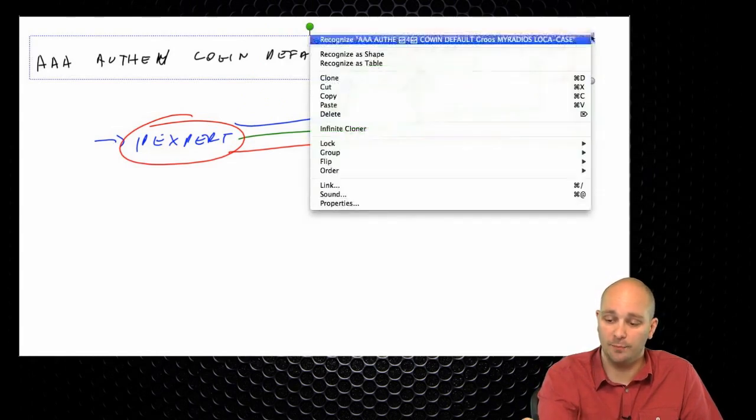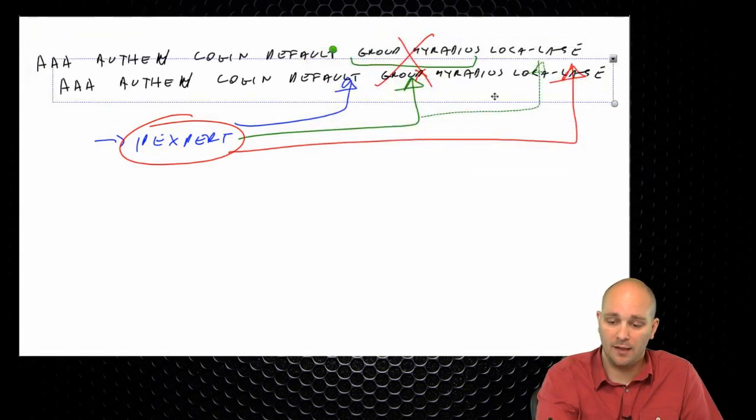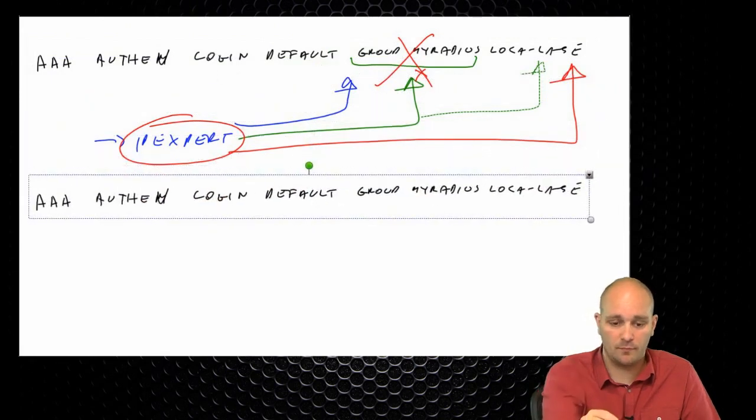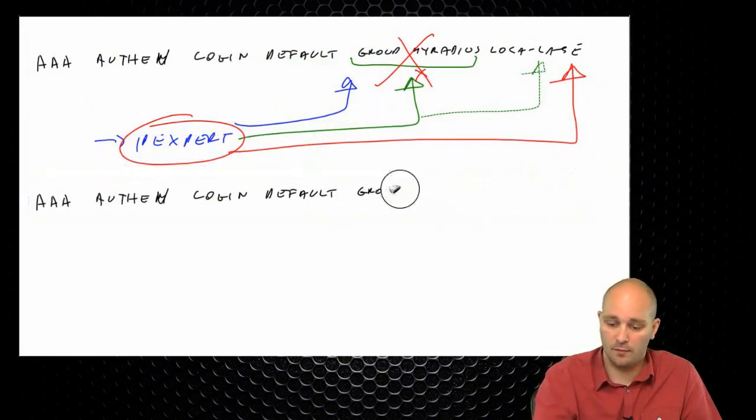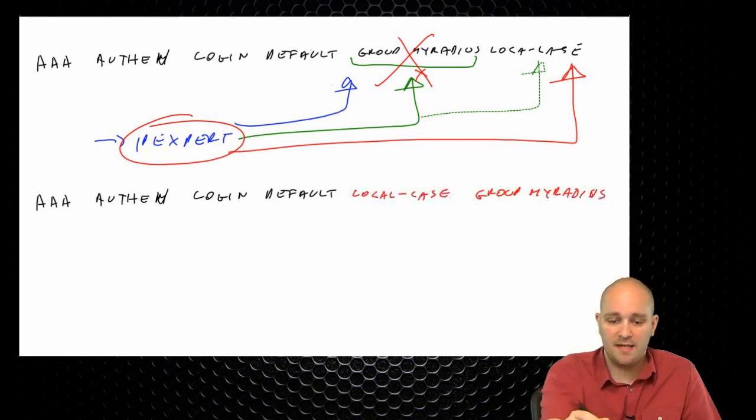What I need to do here is, I need to first say local case and then group myRadius. Now let me explain how that works.